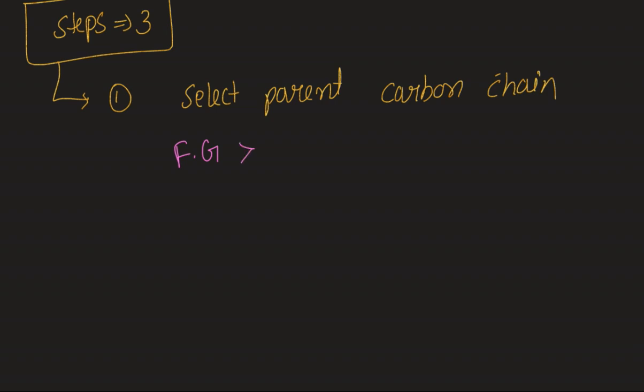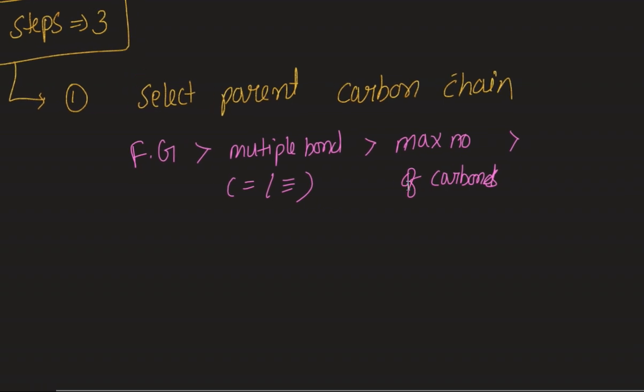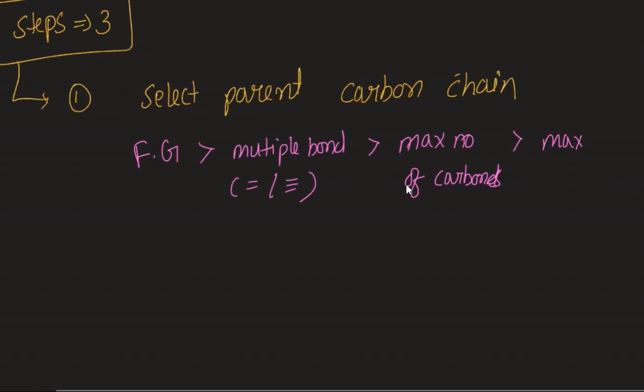If there is no functional group, then the second priority is for multiple bonds. The parent carbon chain must have a double bond or triple bond. If there is no double or triple bond in the given structure, then you go for the maximum number of carbons. Many students directly jump to this third step. If the maximum number of carbons is the same, then at last you give priority to the maximum number of substituents.